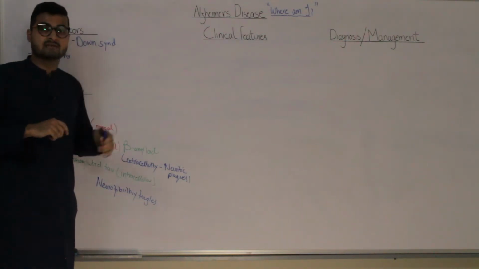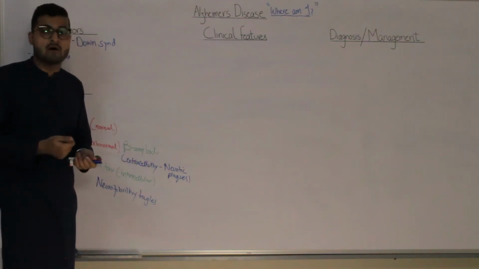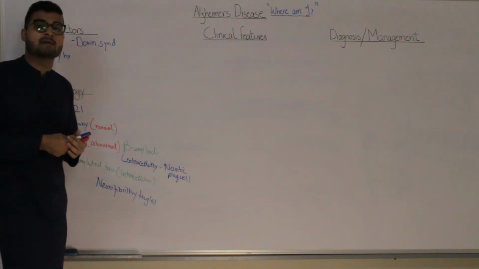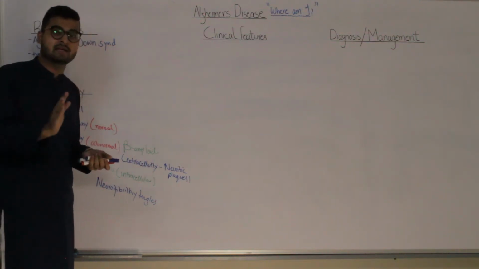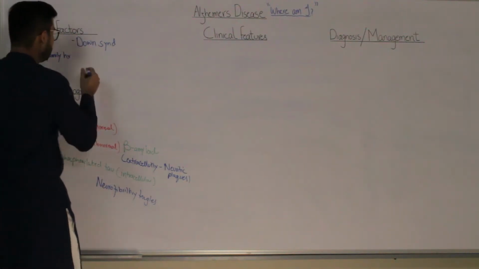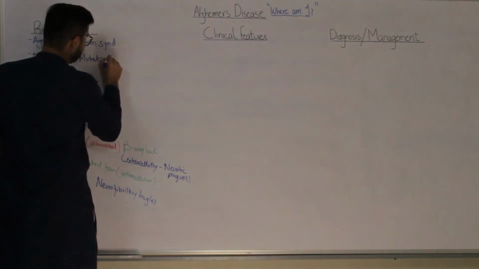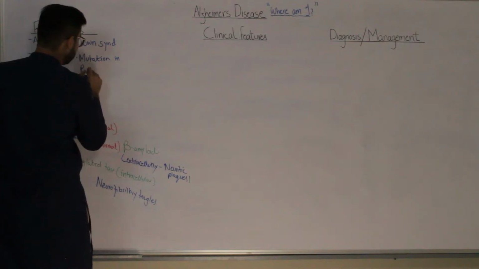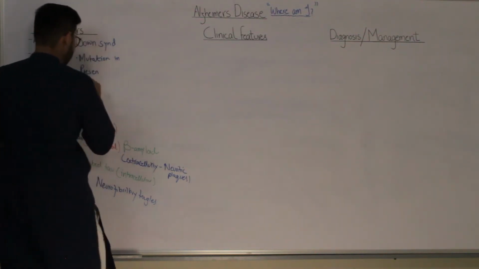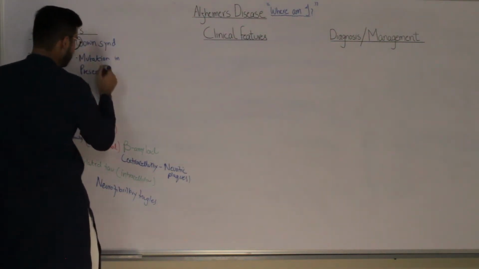Now, apart from this, you can also have early age Alzheimer's disease. Early age Alzheimer's disease is caused by mutation in either presenilin 1 or presenilin 2. These are two genes. I'm going to mention this here. Mutation in presenilin 1. These are genes and they are coded on chromosome, I'll mention this here.